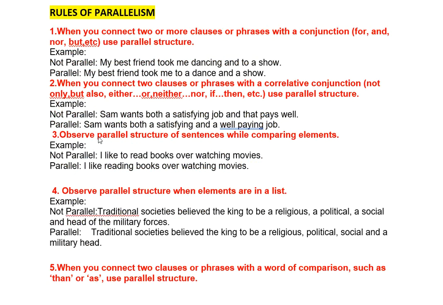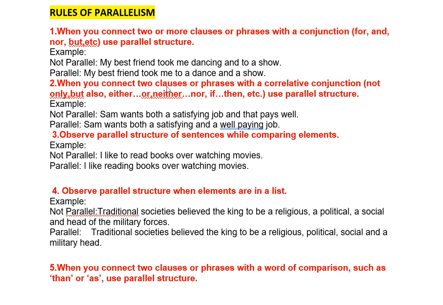When you connect two or more clauses or phrases with a conjunction, what are they? For, and, not, but, etc. You need to use a parallel structure. Fine. Example: My best friend took me dancing and to a show. No, this is absolutely wrong.